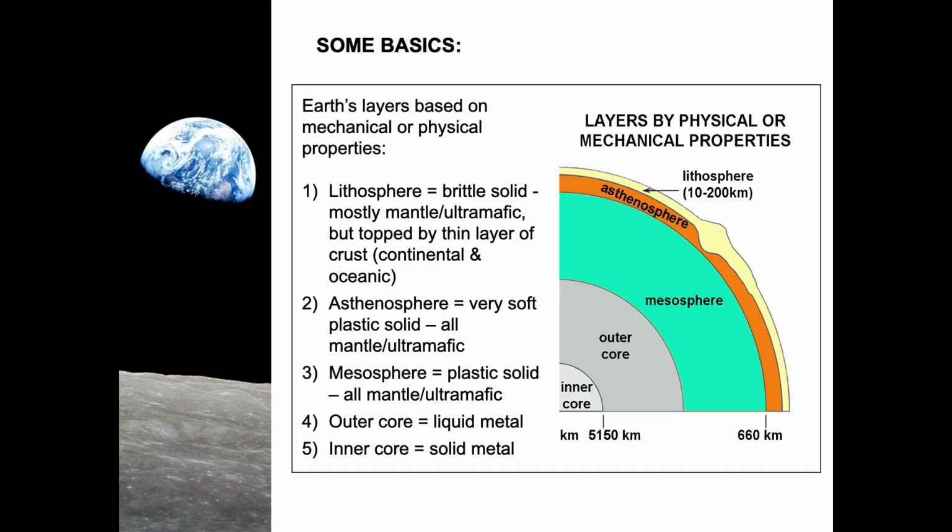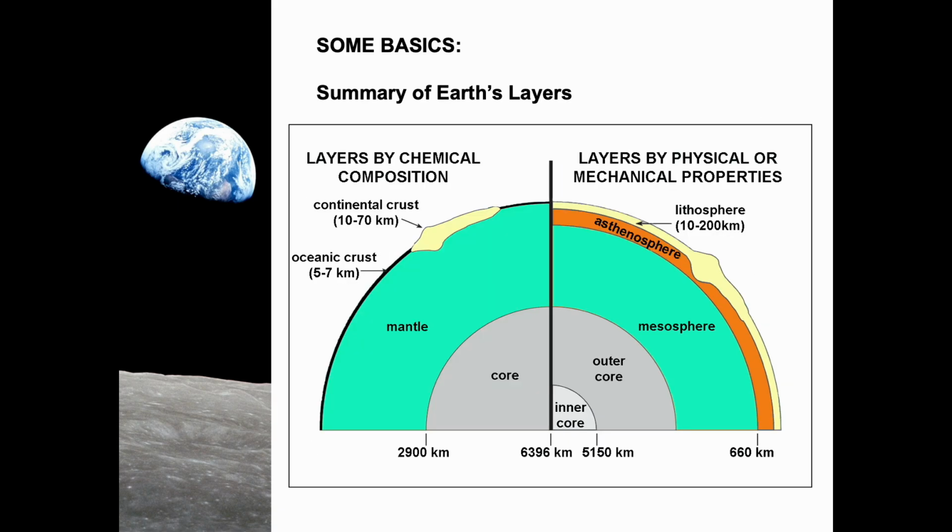So to recap, going from the inside to the outside: solid inner core, liquid outer core, solid but plastic mesosphere, very plastic asthenosphere, but it's not liquid, and then we have a solid lithosphere on the outside of the planet. And here's both of those different differentiations shown side by side.